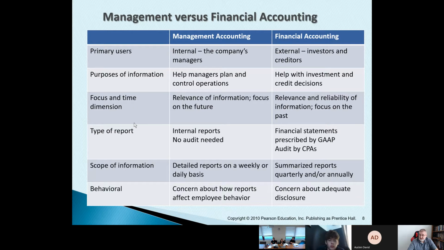Okay, so if you kind of look down here and see, what are we talking about? The type of reports: internal reports, not needed for audit. Okay, here's a term that you guys are going to need to be familiar with: GAAP. And that's generally accepted accounting principles. Okay, when we're talking about GAAP, 95% of the time, we're talking about financial reporting. It's the stuff that the auditors and creditors want to see.